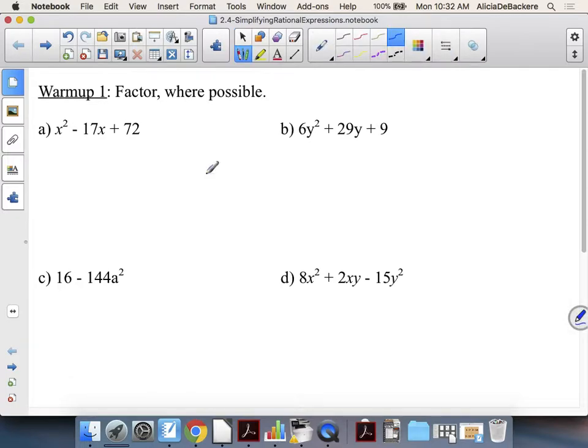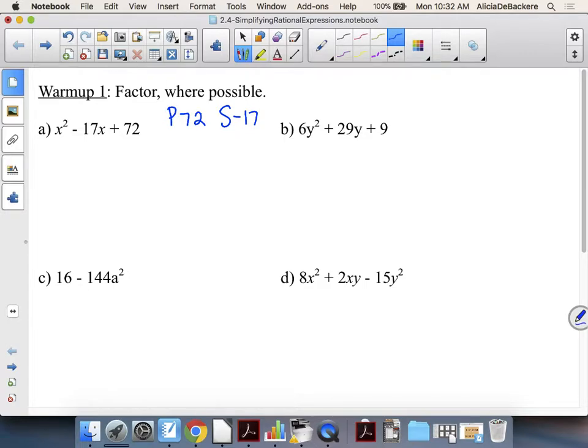When I look at the first question, it's a simple trinomial. I can tell because there's a 1 in front of the x squared. And my simple trinomial factoring is to try to find something that multiplies to the last number, 72, and adds to the middle number, negative 17. Don't forget to take that negative sign with it.